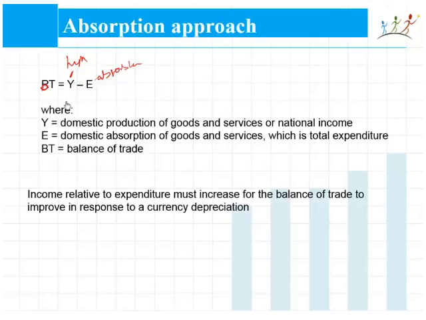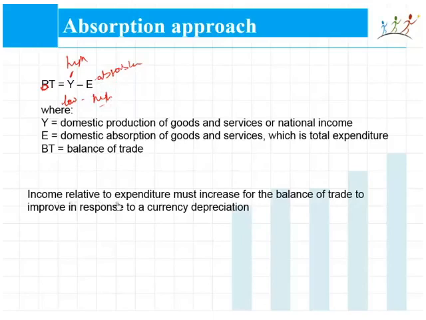However, if the domestic production is low and the domestic consumption or the domestic absorption is high, then the balance of trade will be negative or the deficit will further increase. So the absorption approach says that you have to see the balance of trade after a currency depreciation or appreciation and then decide whether the deficit will increase or decrease. So the balance of trade is the domestic production minus the domestic consumption. If domestic consumption is high and domestic production is not, then of course we need to import more and the trade deficit will increase, and vice versa.